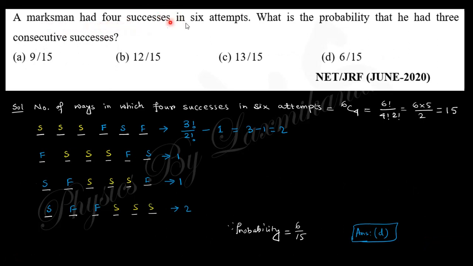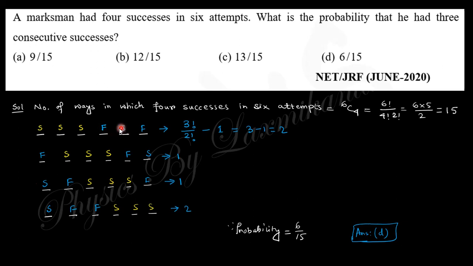a marksman had 4 successes in 6 attempts. What is the probability that there are 3 consecutive successes? Consecutive. So there are 6 attempts and 4 successes, but you need to know the probability of these 3 consecutive successes, right? So if there are 3 consecutive successes, you need to fill this up like that. Here, s is success, f is failure. You cannot put s here because you have 3 consecutive successes. You cannot take 4 consecutive successes, that's why we cannot place s here.